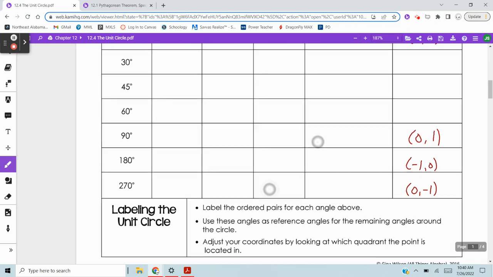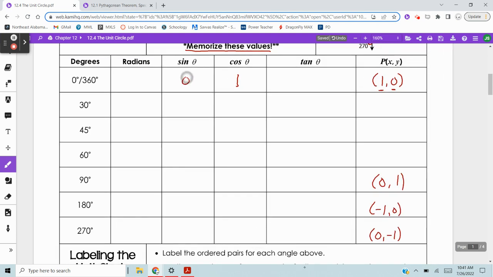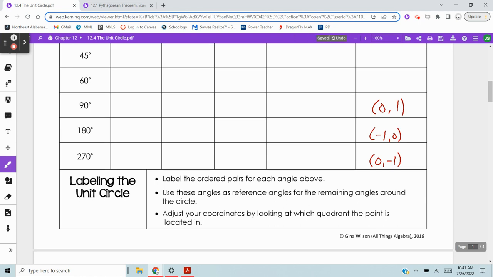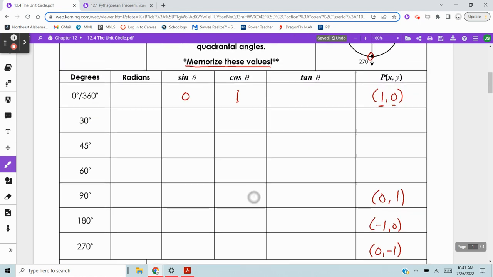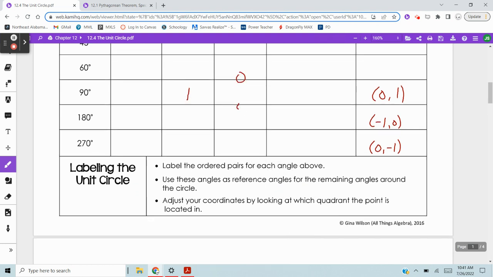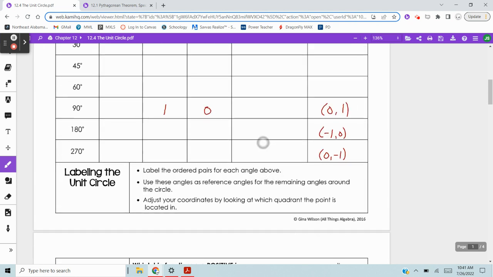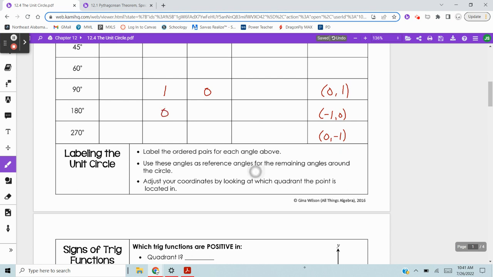Now, what does this mean to us? Each of these points represents a cosine value and a sine value of that angle. So the cosine would be 1, the sine would be 0. At 90 degrees, we have sine and then cosine, so the sine would be 1, the cosine would be 0. We would have 0, -1 at 180, and -1, 0 at 270.